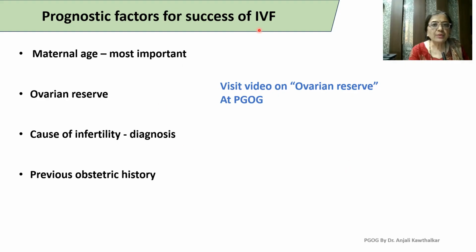Coming to prognostic factors for the success of IVF, the most important is maternal age. The younger the patient, the better the success rate. Ovarian reserve is the next, and for that also, again, the request to the viewers is to go through the video on ovarian reserve so that we understand the place of this test in our decision making and counseling related to IVF. Then the cause of infertility is also one of the prognostic factors. That means what is the diagnosis, why the decision for IVF is being taken, and previous obstetric history.